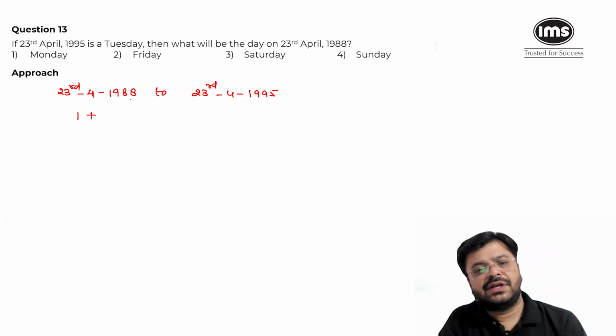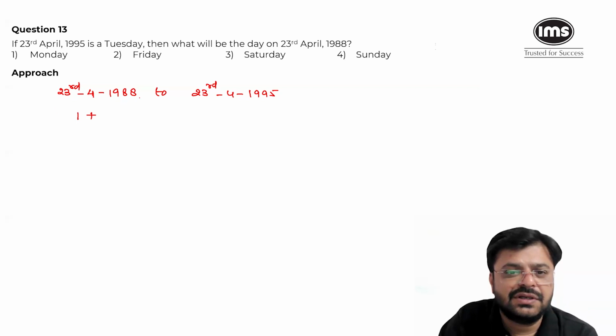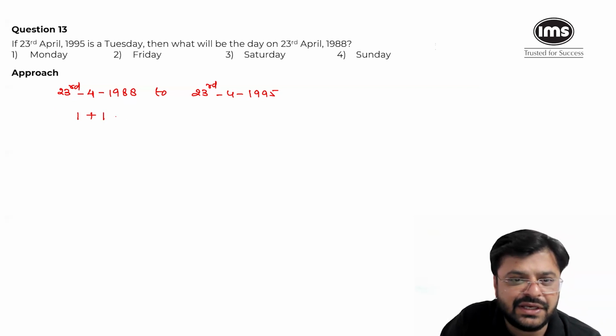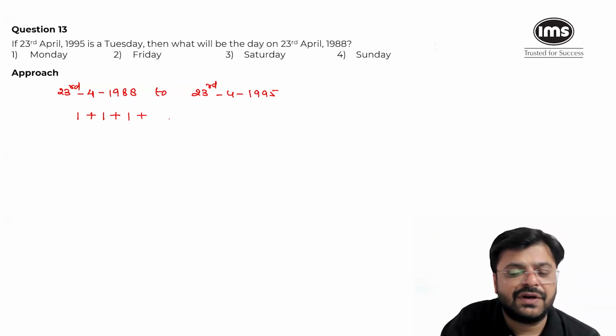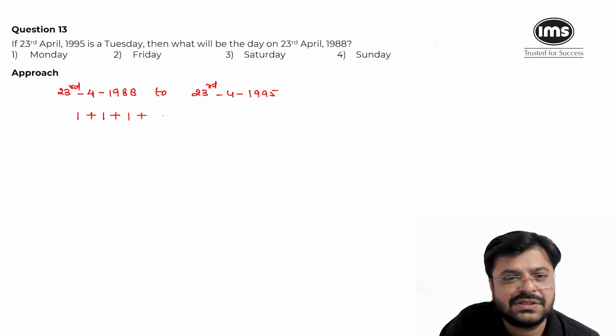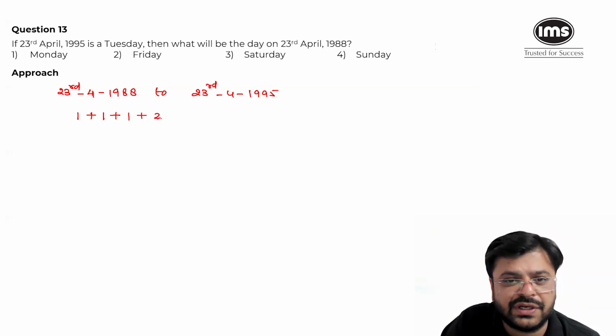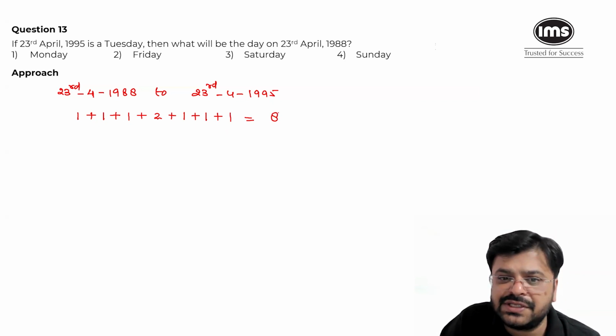April 23rd, 1988 to April 23rd, 1989, we'll have one odd day. Then 89 to 90, we'll have one odd day again. Then 90 to 91, one odd day. And from 91 to 92, we'll have two odd days because it is a leap year, so we'll have 29 days. In fact, two odd days. Then till 93, one odd day. 94, one odd day. And till 23rd April 1995, one more odd day. So in all, we have 8 odd days.